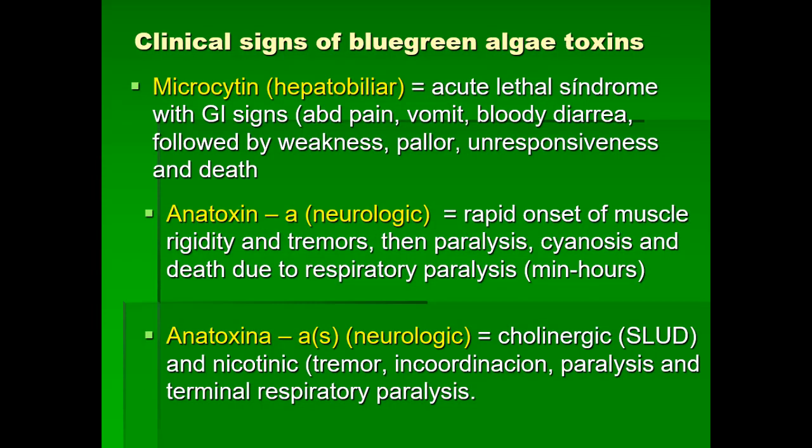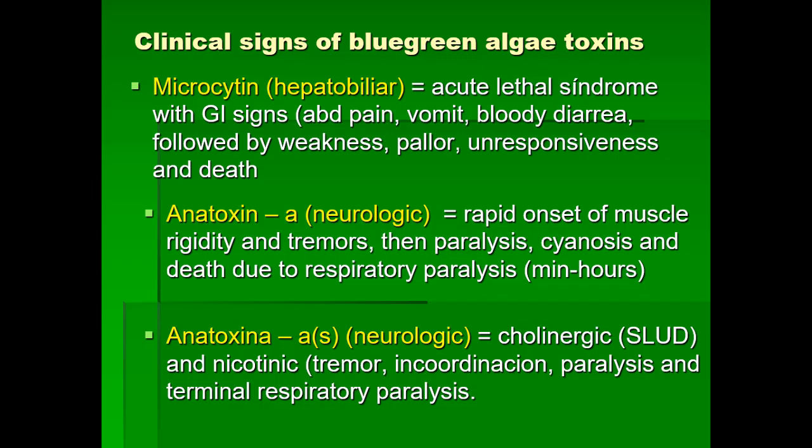We mentioned the microcystins, but there are actually other toxins that are produced by different types of blue-green algae. For microcystin, the syndrome may last less than 24 hours from the onset until death. The animals tend to develop an acutely lethal syndrome that starts with GI signs and is followed by weakness, pallor of the mucous membranes, unresponsiveness, and death, obviously.